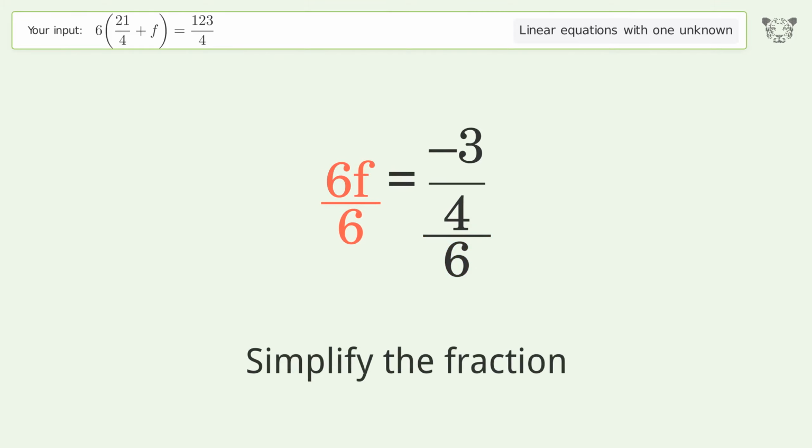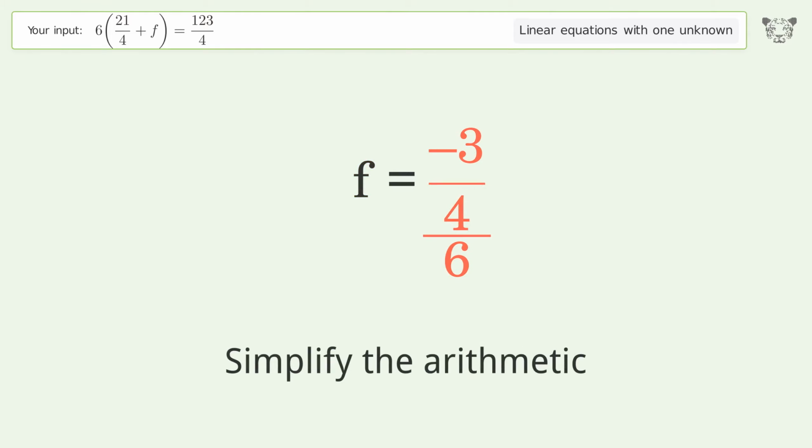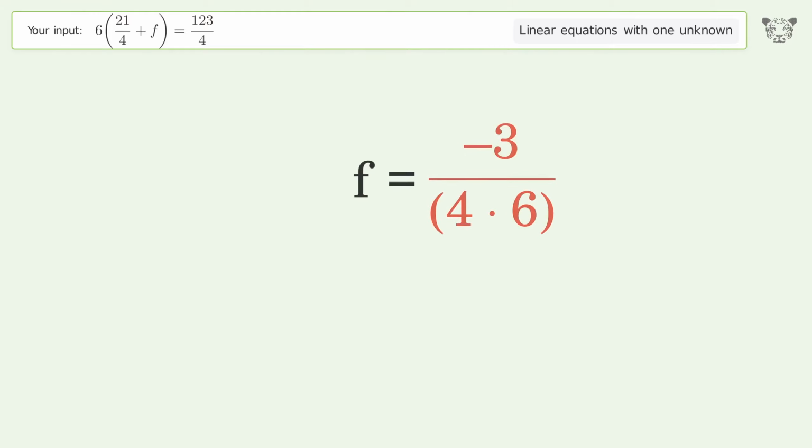Simplify the fraction. Simplify the arithmetic. And so the final result is f equals -1/8.